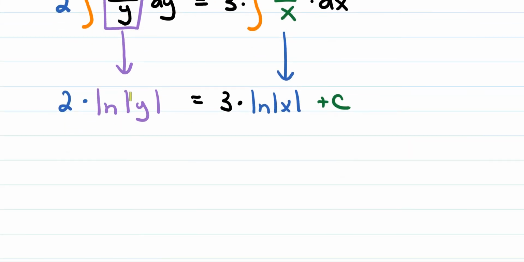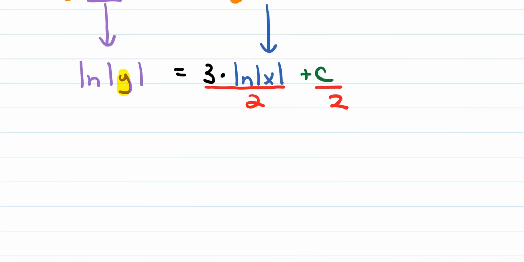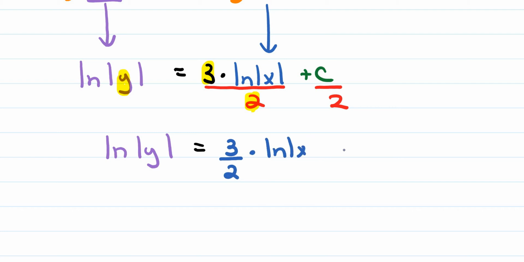Okay. Then we need to continue isolating for y. So let's get rid of this 2 here. I can divide both sides of the equation by 2. So divide that by 2, divide that by 2, and divide that by 2. And then these cancel off. And now I have ln absolute value of y equals, this part right here, the 3 and the 2, I can just leave that as a single coefficient, 3 divided by 2, times ln absolute value of x plus c divided by 2.